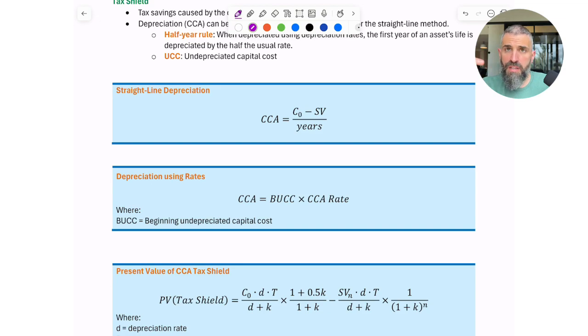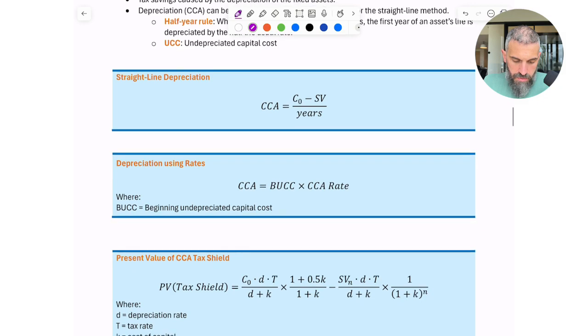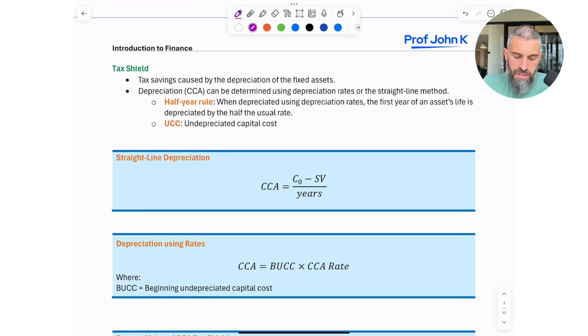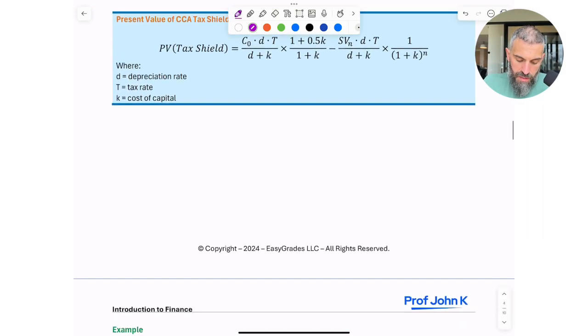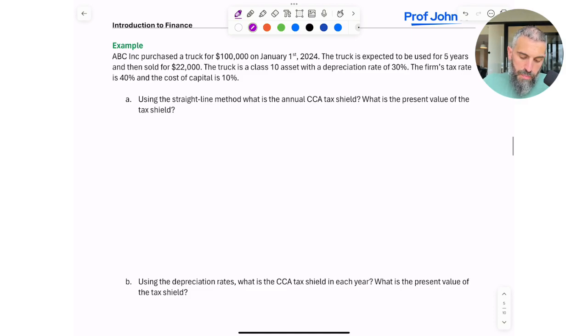So the straight line method, just like in any accounting class, is where you depreciate equally. But depreciation using rates is where you're depreciating using a declining balance method. Okay. Don't worry about that just yet. I'm going to explain this all to you right now. Meet me over here on this first example.